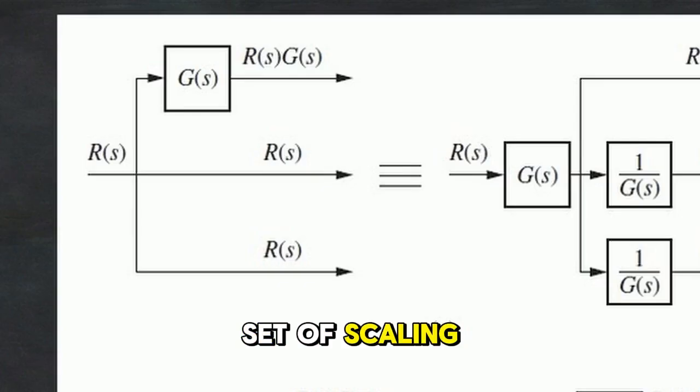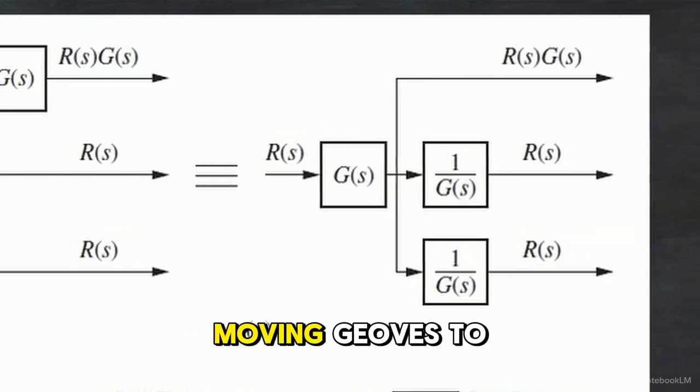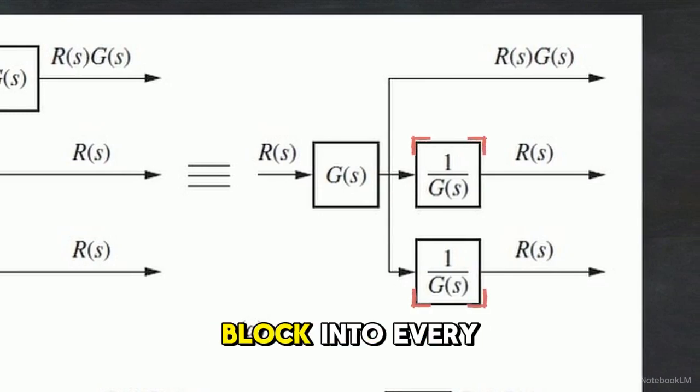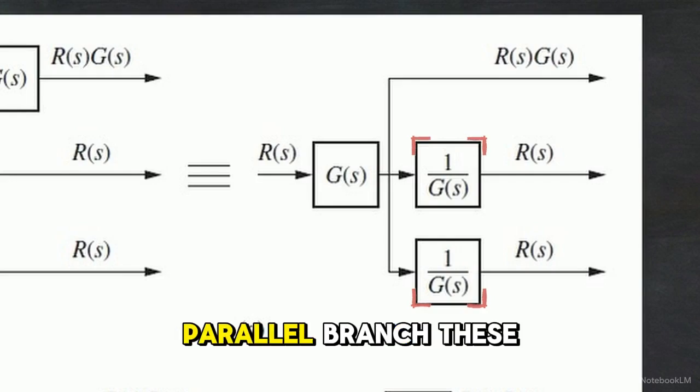An inverse set of scaling rules applies when moving a block past a pickoff point. In panel A, moving G(s) to the right requires placing a 1/G(s) block into every newly exposed parallel branch.